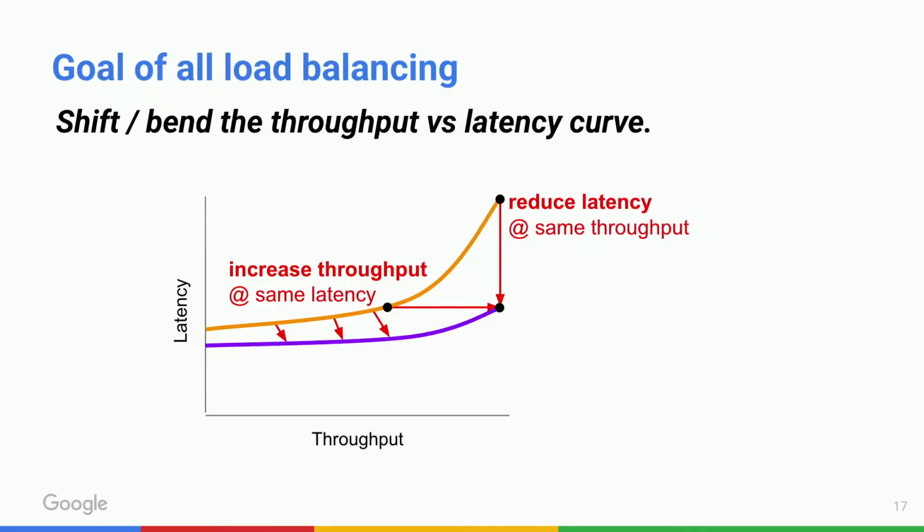Suppose, here's one possible curve, this orange one. Maybe that corresponds to one load balancing policy. And maybe a better load balancing policy will shift this curve downward and to the right. Right? That is the goal of load balancing, to shift the curve downward and to the right. So what does that mean? It means that if you want to achieve the same latency with this new load balancing policy, you can get higher throughput. Or if you want to keep the throughput the same, you can reduce the latency. So that's just graphically what a load balancer is trying to do.